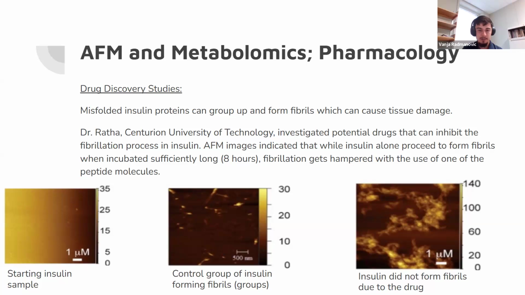A couple hours in, the control group with no drug formed the fibrils. And as you can see, they're very dense. They combined and grouped up, and you can see them in the AFM image pretty well. But meanwhile, the picture on the right is the group that had a peptide molecule. It's the drug they're investigating to see if it works. And it affected the insulin and made everything spread out more and not group up and clump together. So it was successful in stopping the process of fibrillation with one of these drugs.